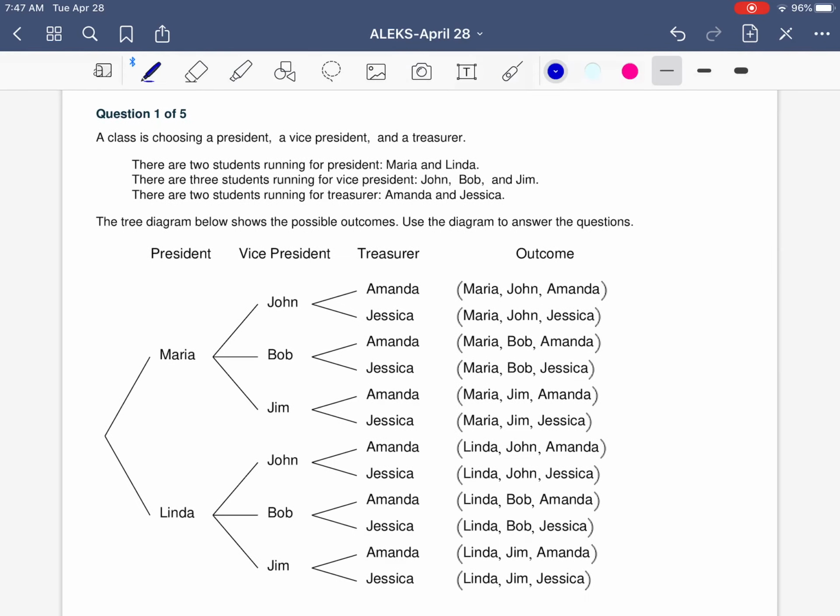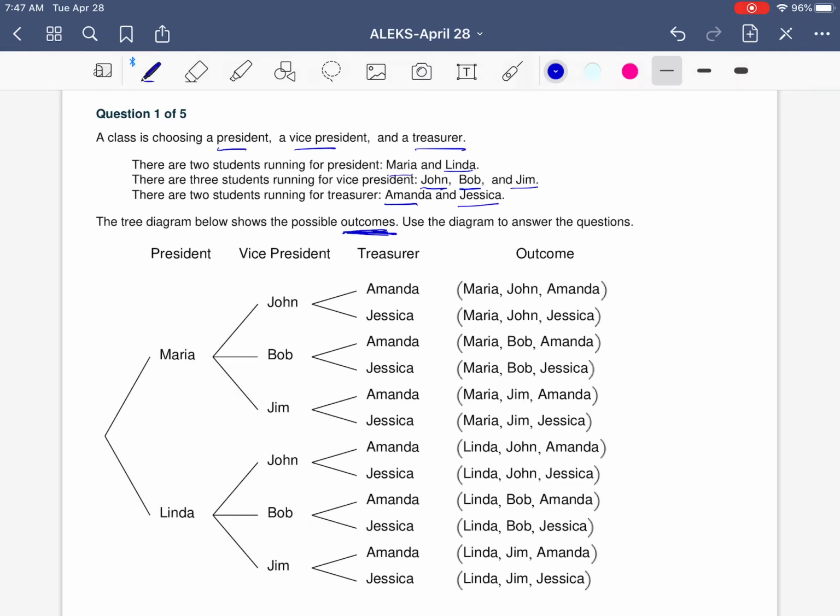A class is choosing a president, a vice president, and a treasurer. There are 2 students running for president, Maria and Linda. There are 3 students running for vice president, John, Bob, and Jim, and there are 2 students running for treasurer, Amanda and Jessica. The tree diagram shows the possible outcomes, like what would be the end result. Use the diagram to answer the questions.